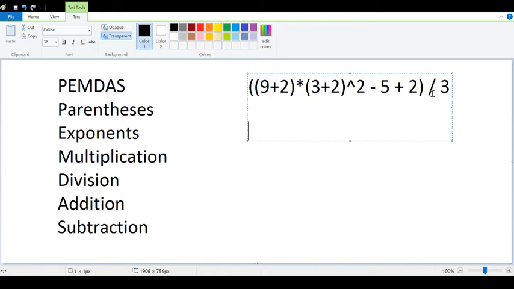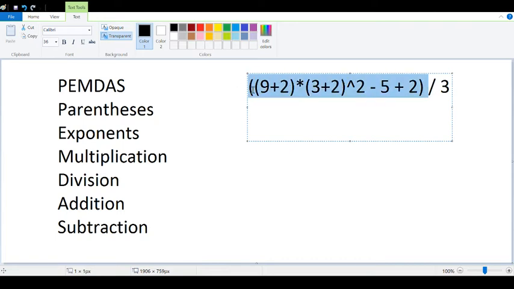But let's look at PEMDAS. Let's look at please excuse my dear Aunt Sally, and let's see how that applies to what I just wrote out. Now, if I read that out loud, what I'm asking you to do is say 9 plus 2 times 3 plus 2 to the second power minus 5 plus 2, all of that divided by 3. So we're going to divide everything by 3. Now, why would I divide everything by 3? Well, because it's in parentheses over that division symbol.